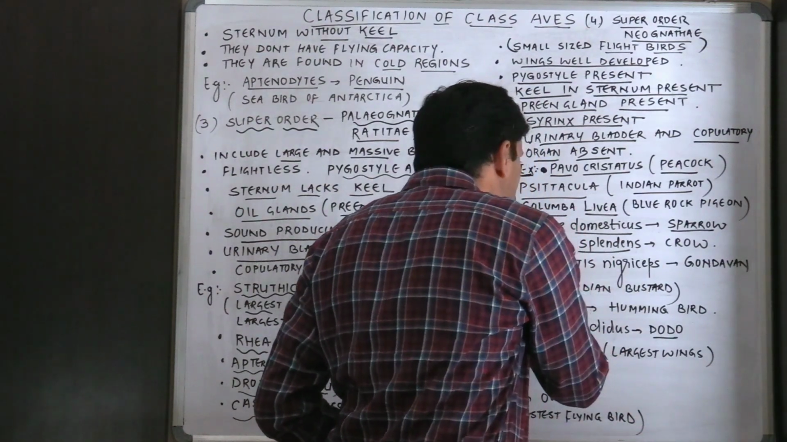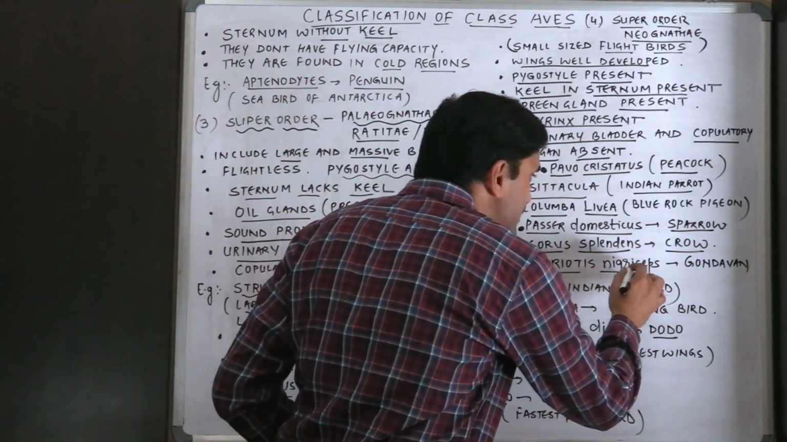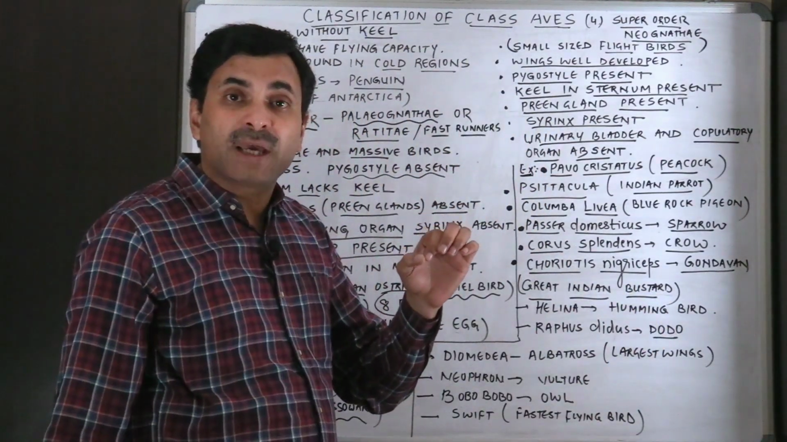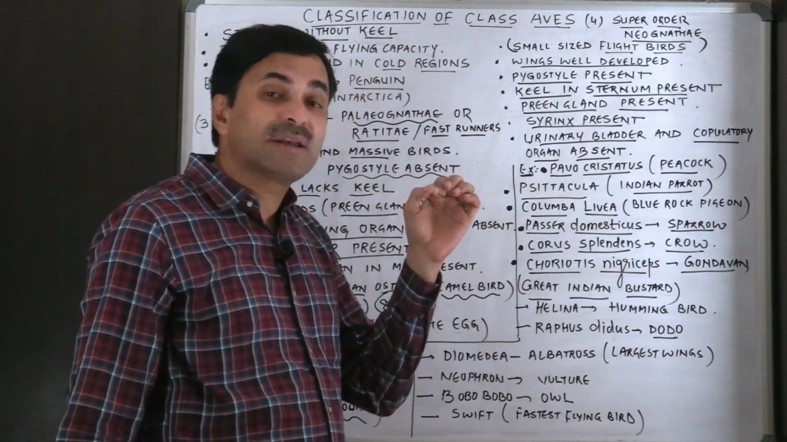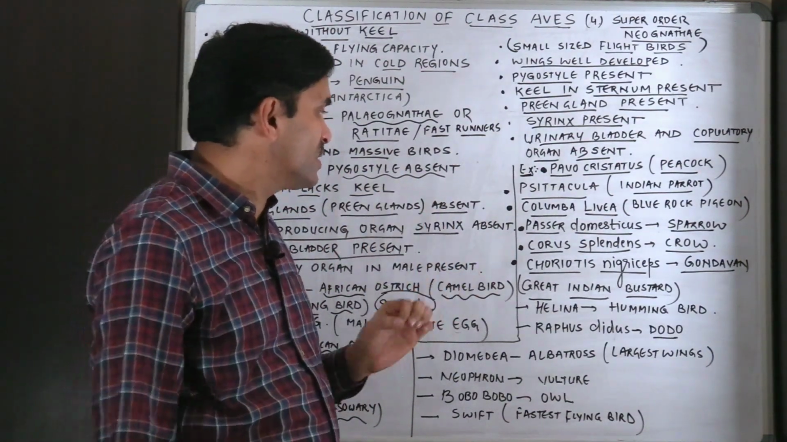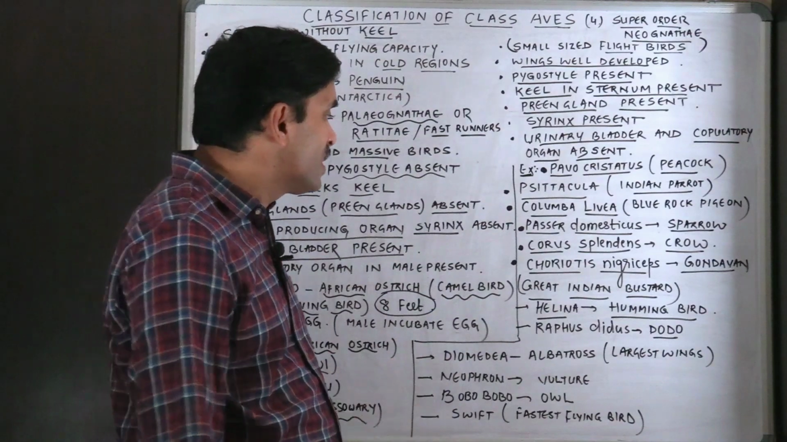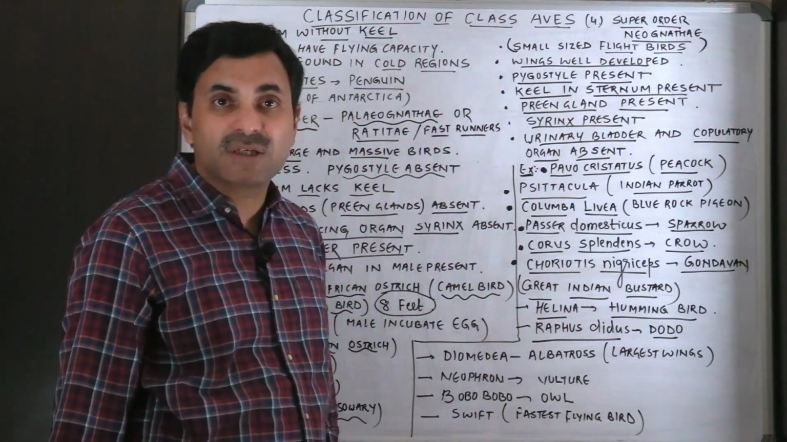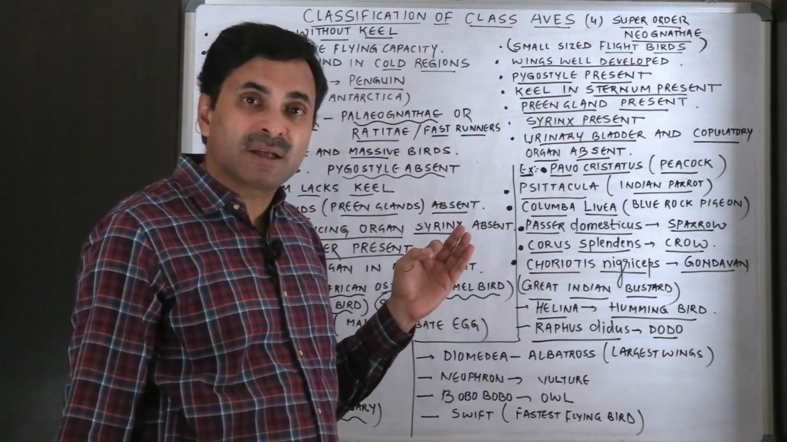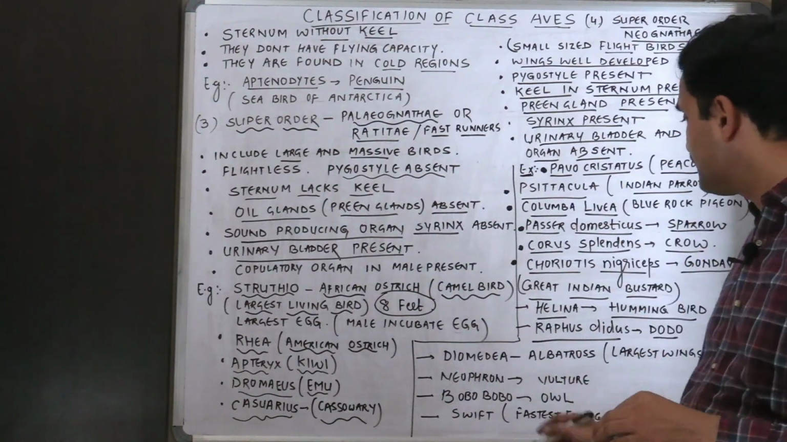Corvus splendens is the crow. Ardeotis nigriceps is called the godawan, the great Indian bustard, and it is the state bird of Rajasthan. Helena is called the hummingbird, a very small bird. Raphus cucullatus is also called the dodo. It was known for its beautiful feathers, and it became extinct recently, in the 17th century.